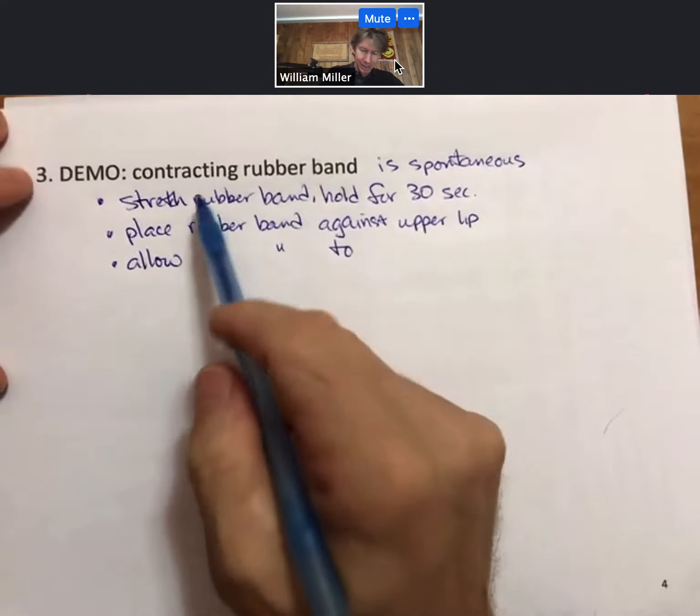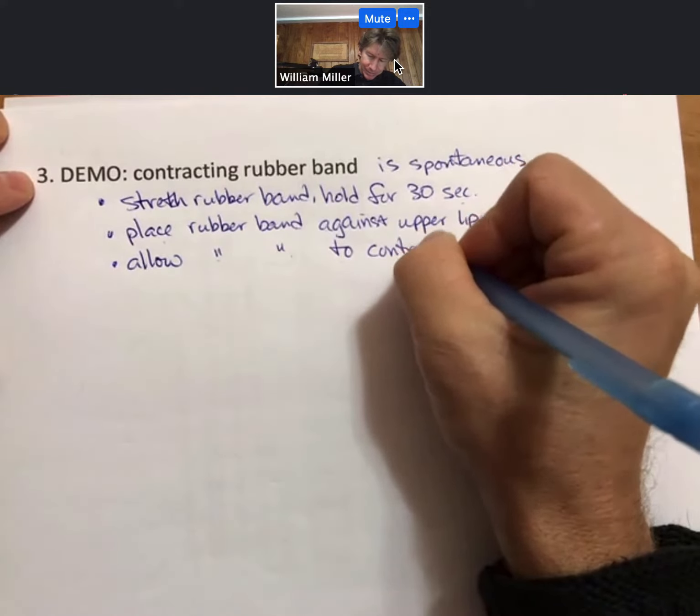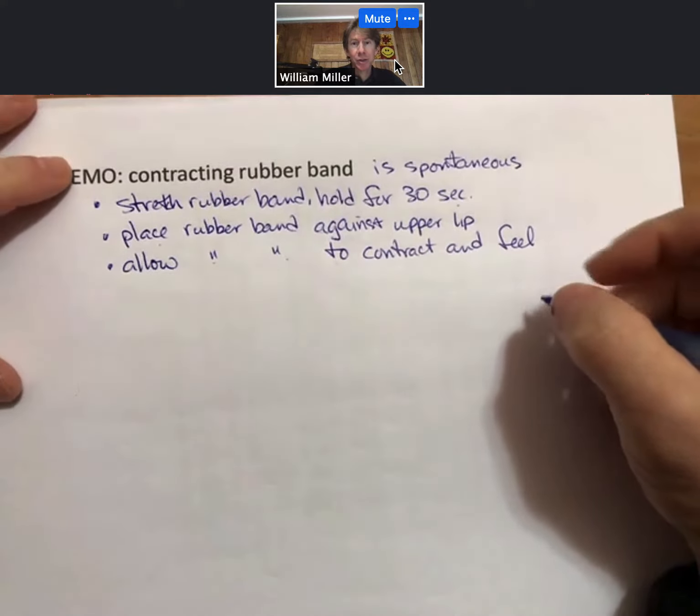Anyway, so the demo is: stretch rubber band, hold for 30 seconds, place rubber band against upper lip, allow rubber band to contract, and feel the coolness. These are ditto marks. Oh, you can't even see what I'm writing. I'm sorry.